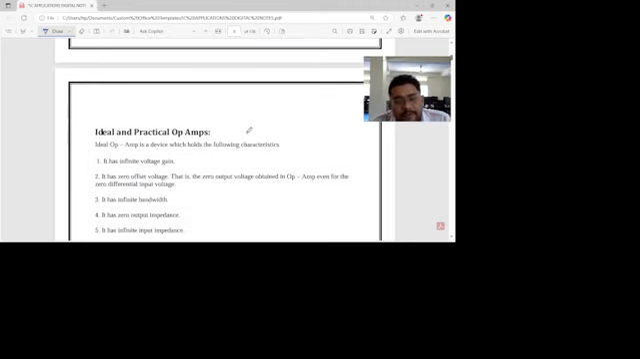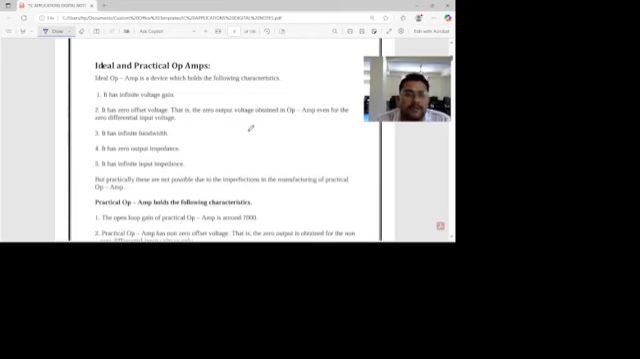Now we will discuss some characteristics, first of the ideal op-amp. Actually this is practically not possible, but theoretically it is possible. Then we will discuss the practical op-amp. An ideal op-amp is a device which has different characteristics. Yes, it has infinite voltage gain. Actually infinite voltage gain is not possible, but practically its gain must be very, very high. So ideally we can consider its gain approximately infinite.